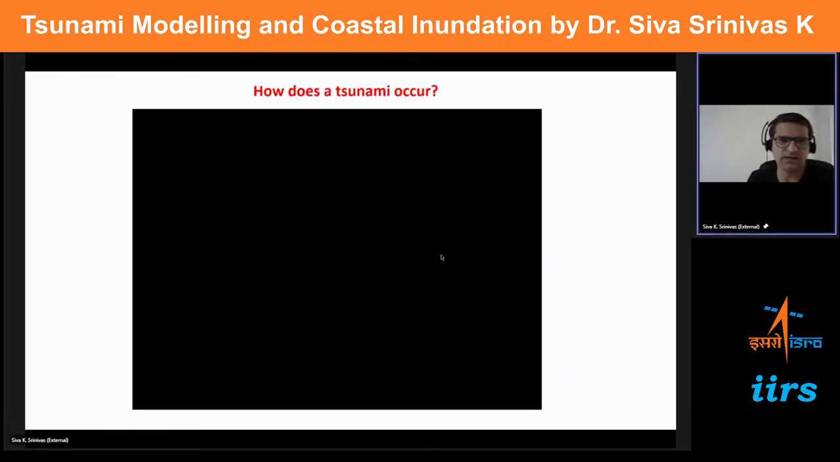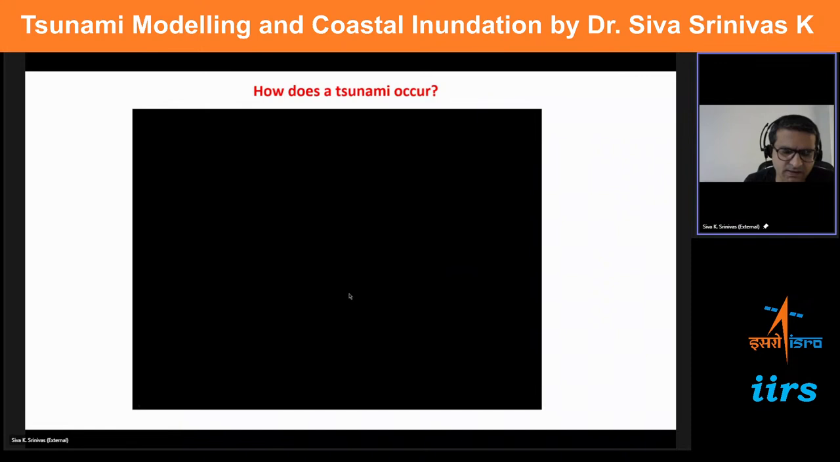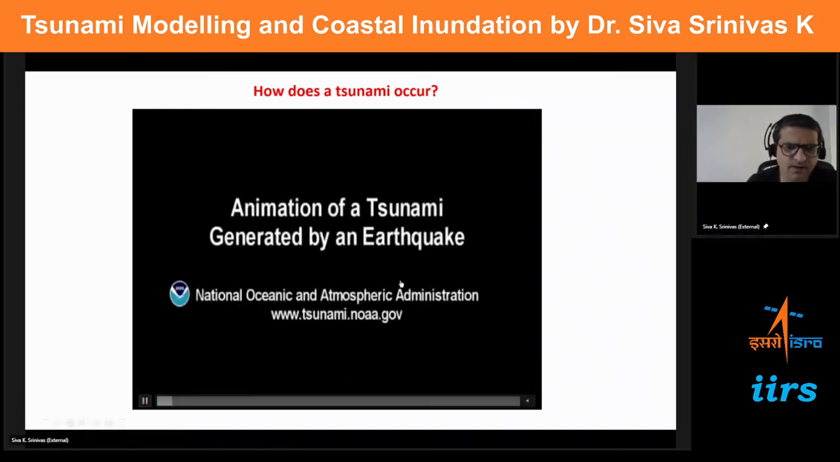Now, this is about the introduction of numerical methods. Let's come to the basic topic, tsunami. Now, how do tsunamis occur?